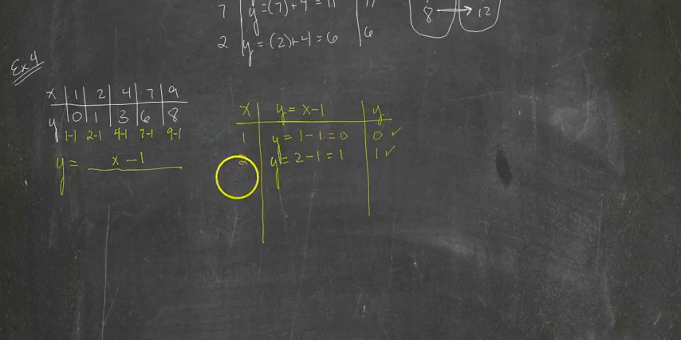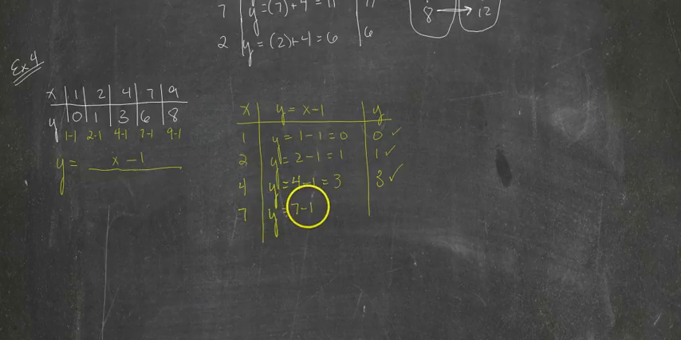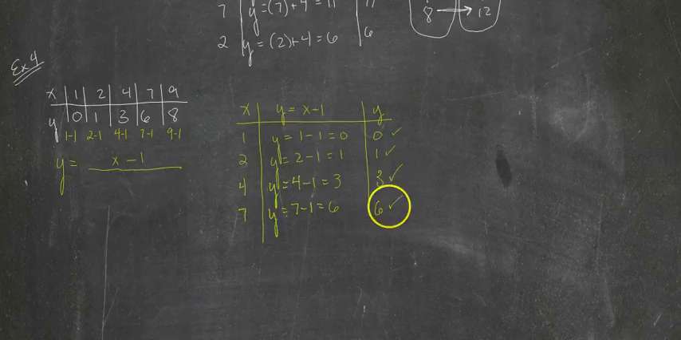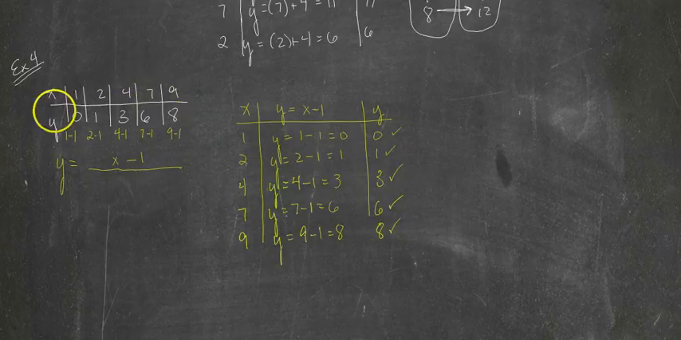That one worked. Put in a 4 for x. y equals 4 minus 1, which equals 3. That's true. 7. y equals 7 minus 1. Gives me 6. That's exactly what I got here. And for 9, y equals 9 minus 1, which equals 8. And that's exactly what I got here. So I know that the rule for this table of input and output values is y equals x minus 1.